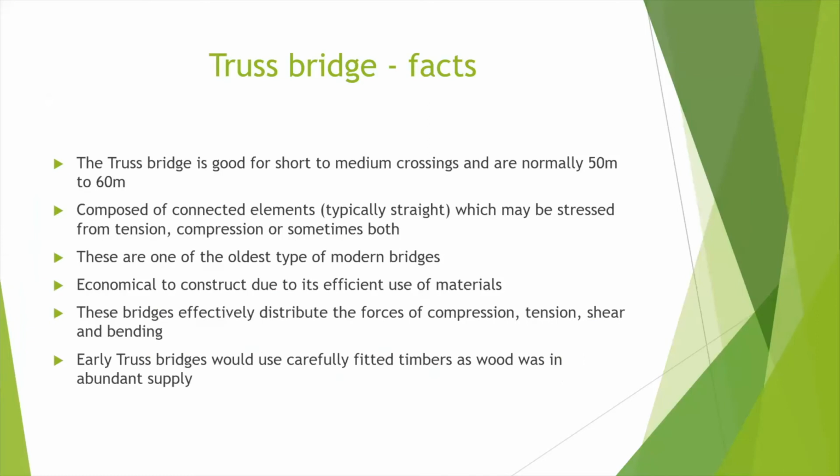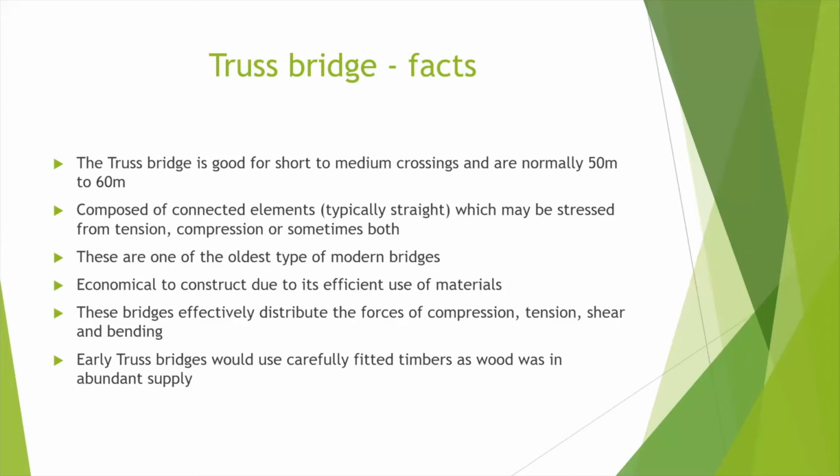So then we have what's called a Truss Bridge. And the Truss Bridge is just your normal bridge. It's just a short bridge, short to medium crossings, normally about 50 meters. It's typically straight. Again, the tension and compression is there as well in those bridges. They're one of the oldest type of modern bridge, and they're economical to construct, again, because of the use of efficient materials, but also because false work isn't normally needed.